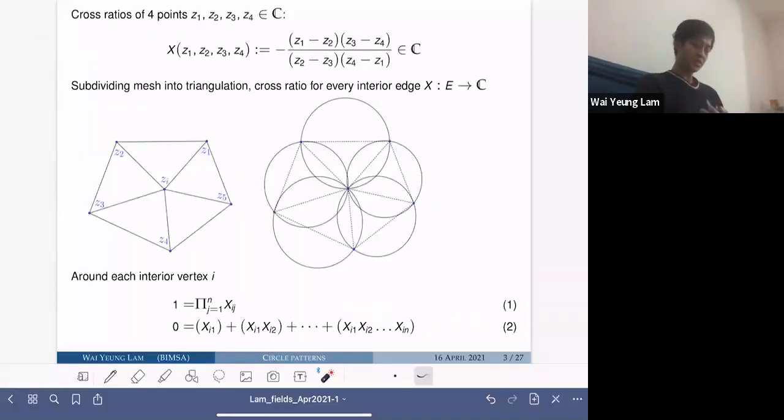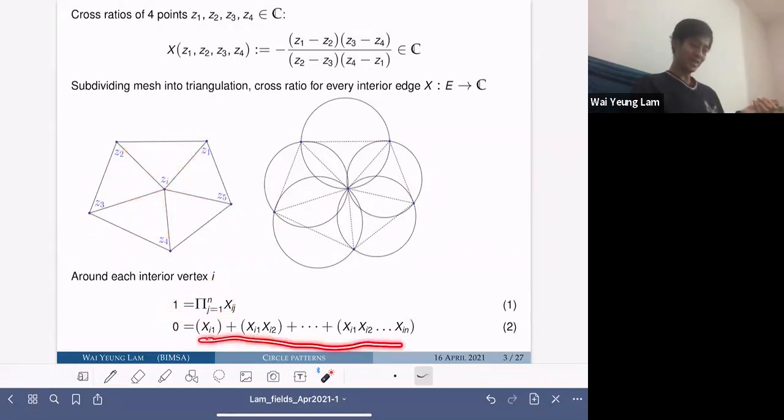Whenever you have four points in the plane, you can compute the cross ratio. What I want to do in the following is parameterize my circle pattern using cross ratios. If you give me a planar graph, I can subdivide it into triangulations, and then we can assign a cross ratio to every interior edge. If you give me one edge, I have two neighboring triangles, so I have four vertices. Now I can compute the cross ratio of these four vertices and assign the complex number to this edge. This defines a complex-valued function over edges. Now you ask, what kind of equation would this cross ratio satisfy? It turns out that if you multiply all these cross ratios around one single vertex, the product is equal to one.